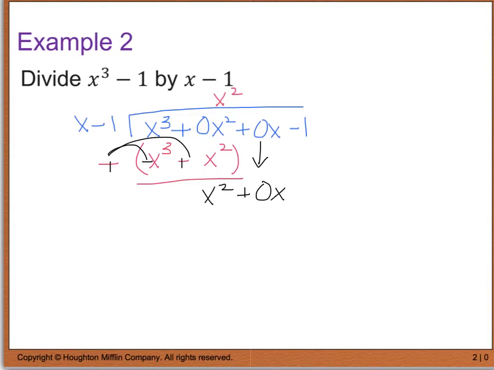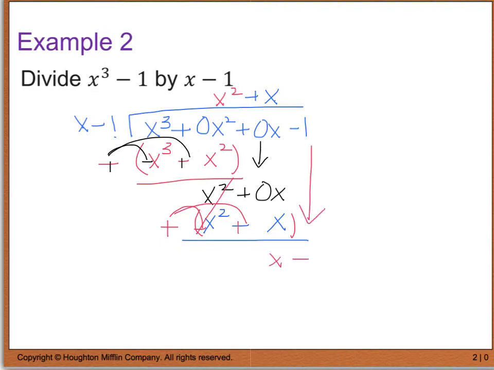We're going to pull this down, so I have plus 0x. And we're going to start the process all over again. So x times what gives me x squared? And that would be x, so I have plus x. X times x will give me x squared. Negative 1 times x will give me a negative x. So now we're going to hug it with parentheses, slap a negative, distribute that negative, change this to addition. My x squared terms are going to cancel. I'm left with x, and I now need to pull down that negative 1.